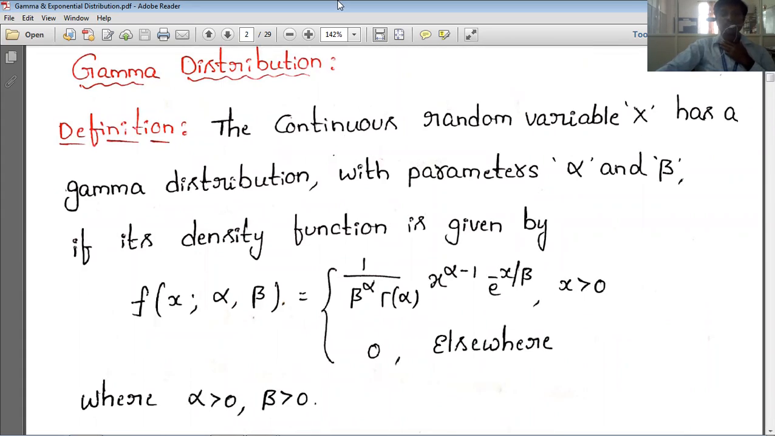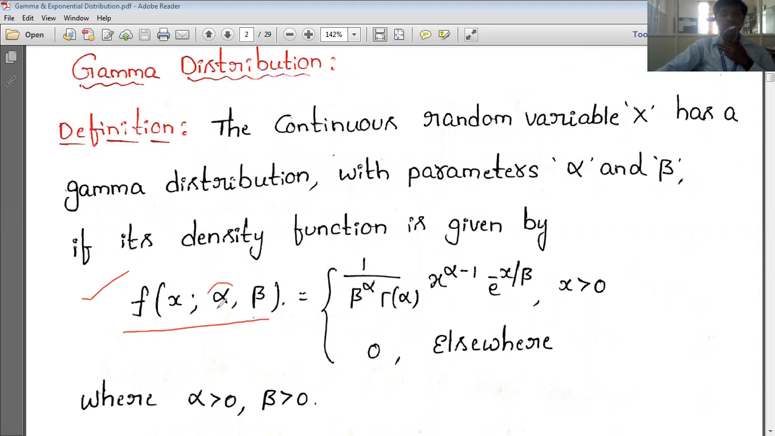So this is the density function we are using, f of x with alpha and beta, which are the parameters of the gamma distribution. We can write this as f of x is equal to 1 by beta power alpha gamma alpha, x power alpha minus 1, e power minus x by beta, where x greater than 0. So here it is having an exponential function. This is an increasing function. And one more thing, here we are using the gamma definition.